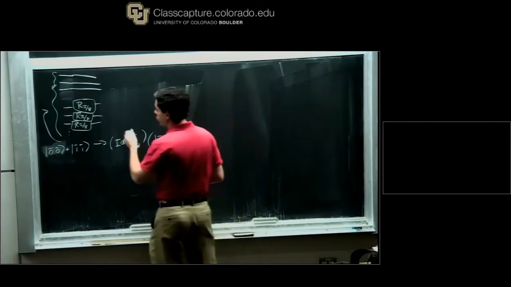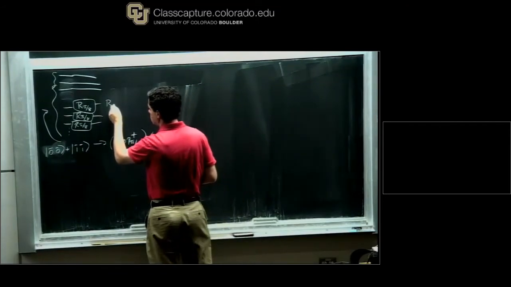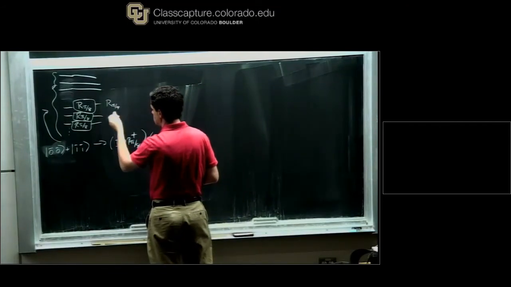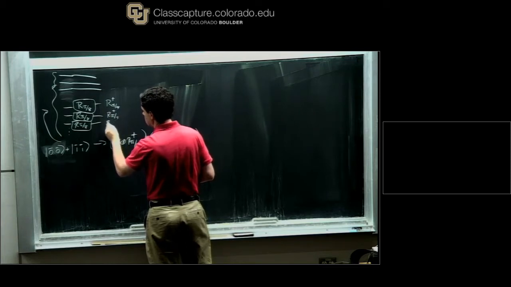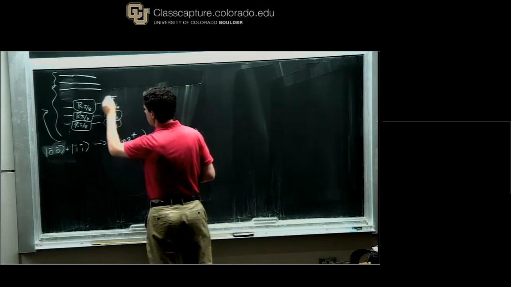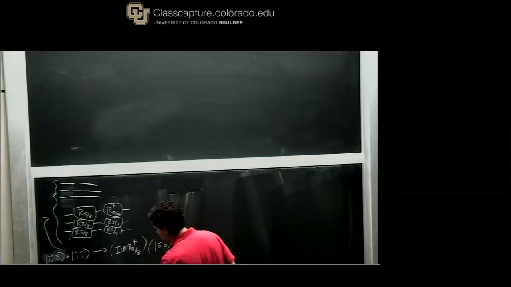So if you then do I tensor, I guess we have to do R pi over 4 dagger here. Then we'll get back to exactly what we wanted. Again, assuming no errors.